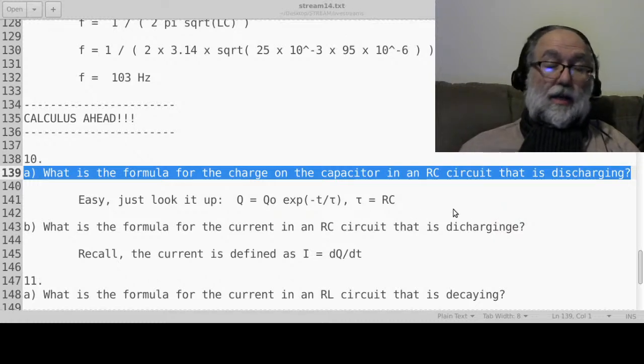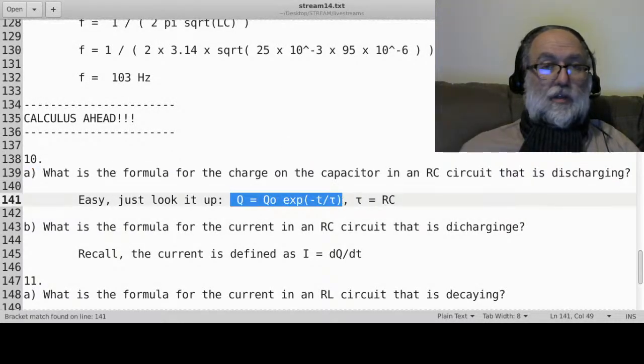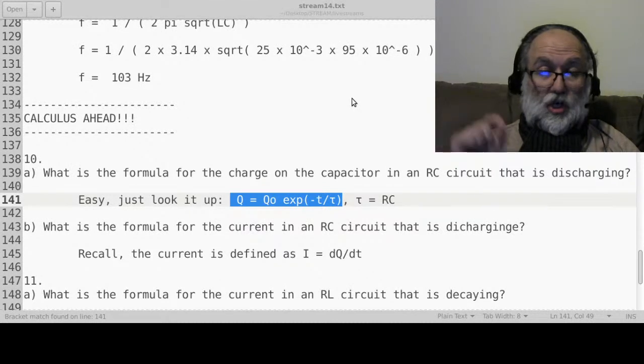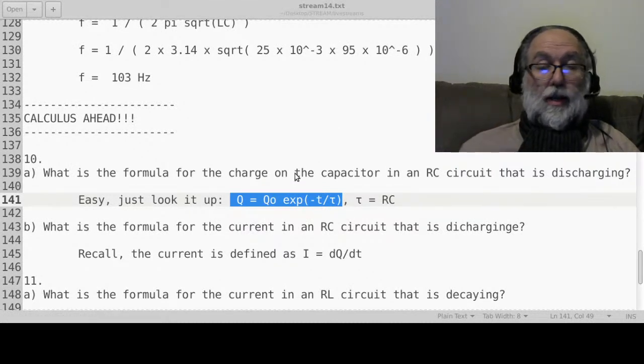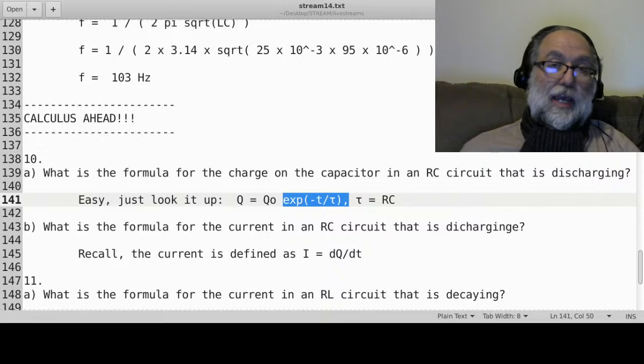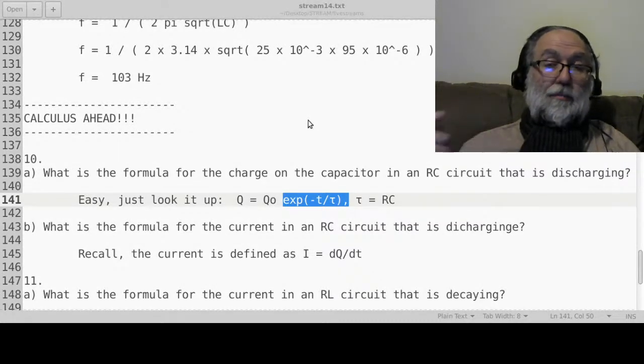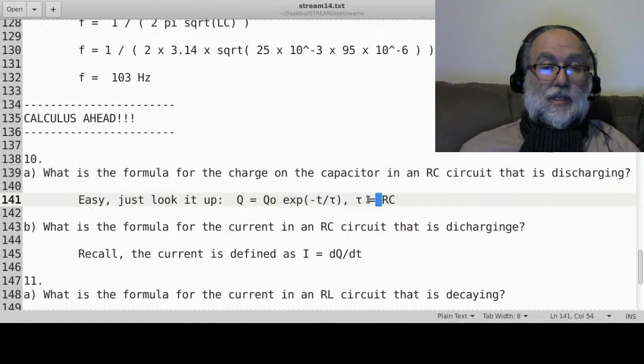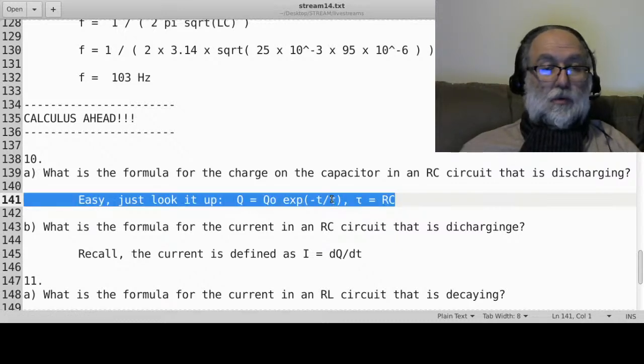And this one is very easy, because you could just look it up. And there it is, there's the formula. The formula for the charge on a capacitor in an RC circuit is given by Q = Q naught, which is the maximum charge on that capacitor at t equals 0, multiplied by the exponential decay. The exponential decay goes as e to the minus t divided by tau, where tau is equal to RC. The time constant for an RC circuit is equal to RC. Now, that was easy.